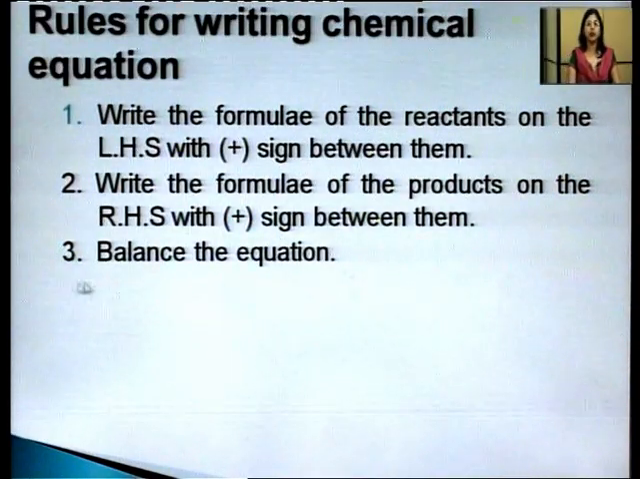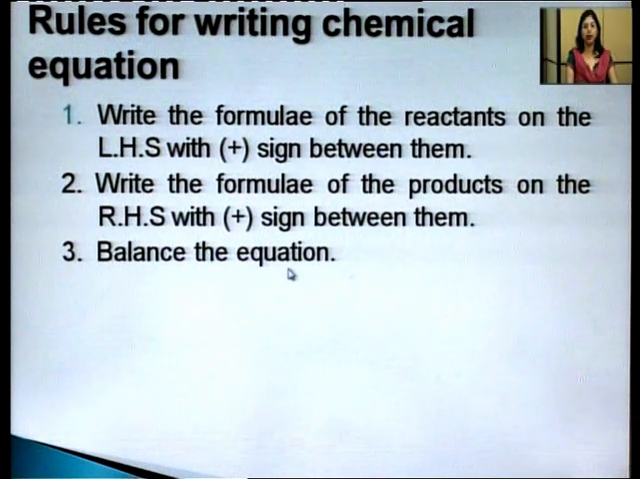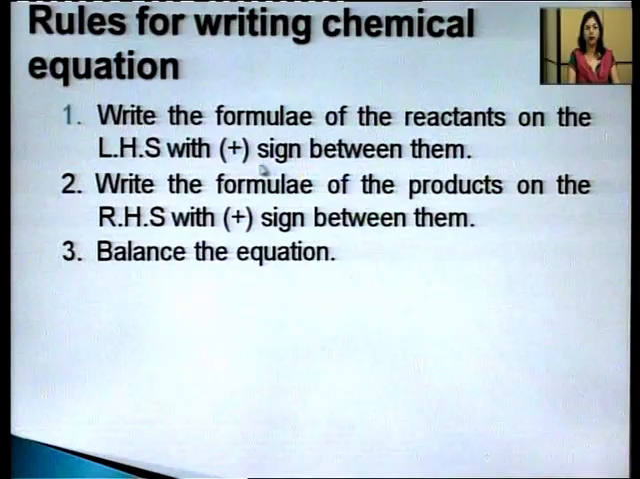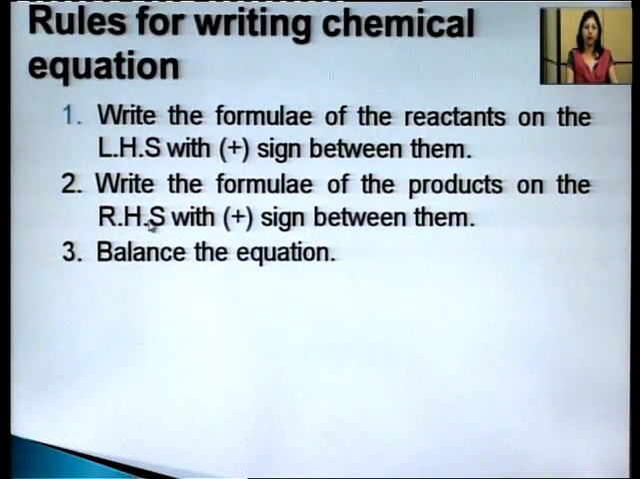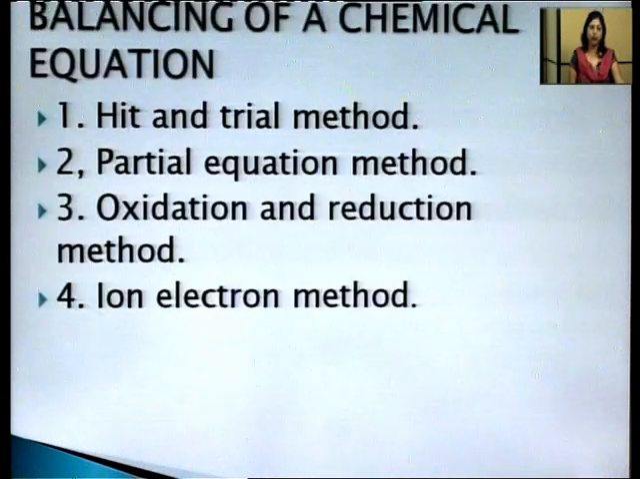And finally, in the third step, you have to balance the equation. So, these are the three main rules for writing a chemical equation. In the first step, just write down the formula of reactants on the left hand side of the arrow with a plus sign. In the second step, write the formula of products on the right hand side with a plus sign, and in the third step we have to balance that equation. So, these are the various rules used for writing a chemical equation.